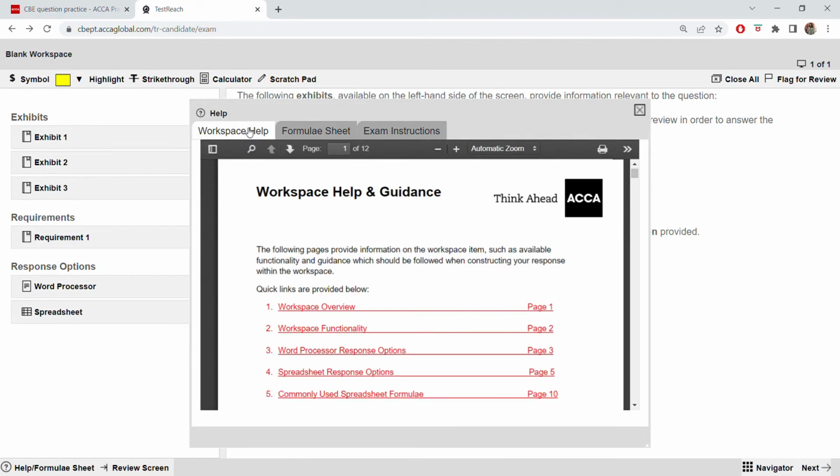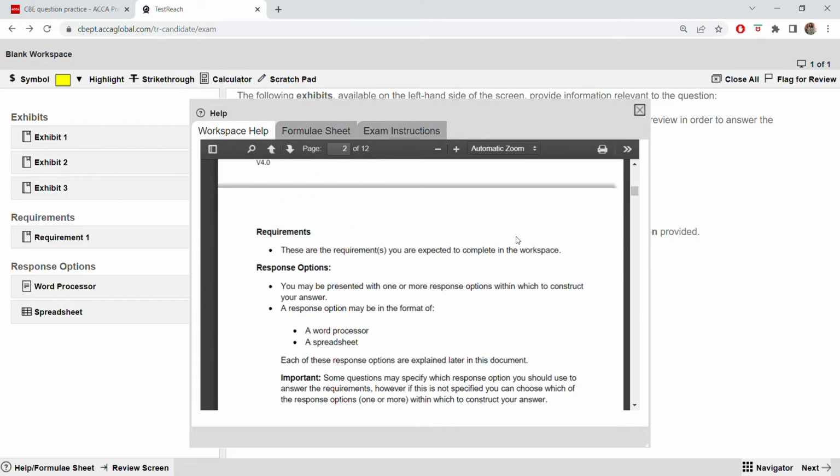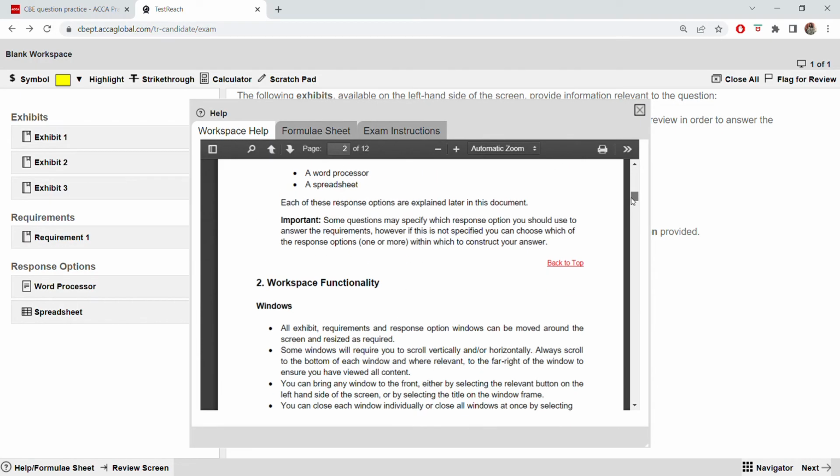Now let us go to the workspace help. Okay, through workspace help you will see how you have to use it. All these things you can read on your own. I don't have to explain. My main thing is the functions that are there.